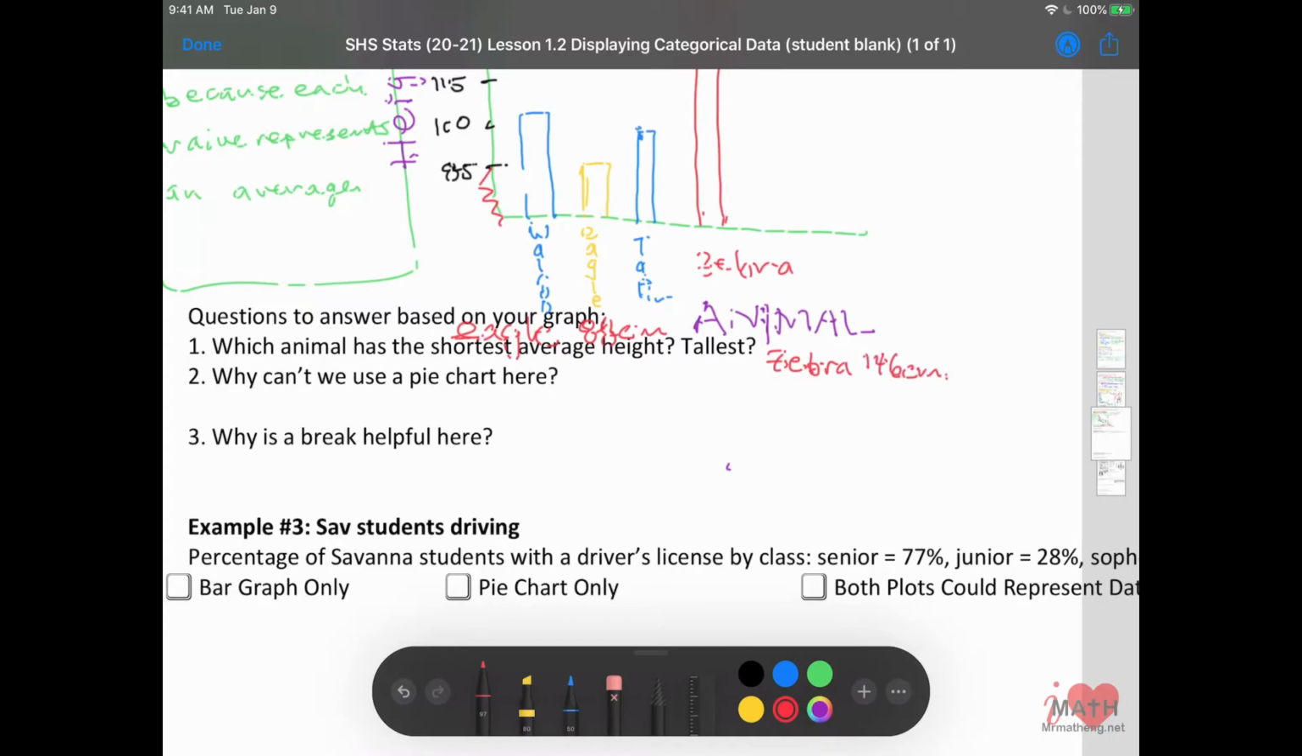Why can't we use a pie chart here? We just explained. Because you have averages, you don't have any totals or number of animals. And why is the break helpful there? I don't have to write all the numbers up to, we used 85, right? I don't have to write everything from like 0, 15, 30, whatever it is.